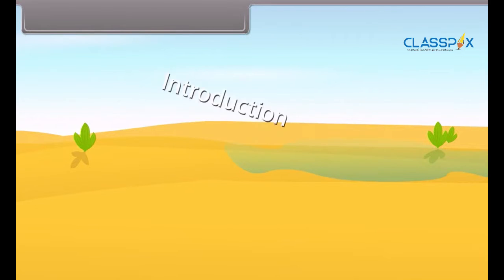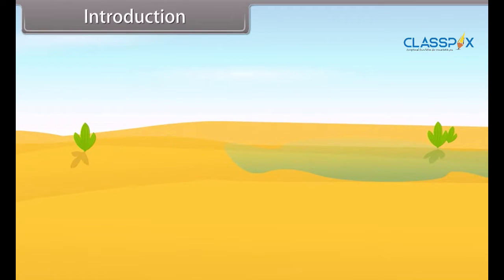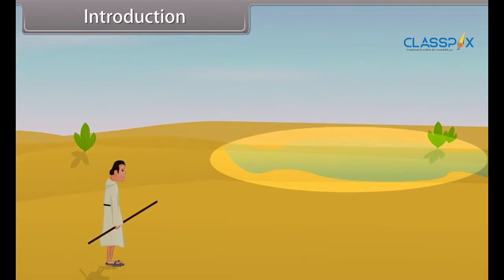Introduction. Hey kids, today we learn ray optics and optical instruments. You must have heard that in a desert one can see a misleading appearance of water at a certain distance. So now the question arises: why does it happen?